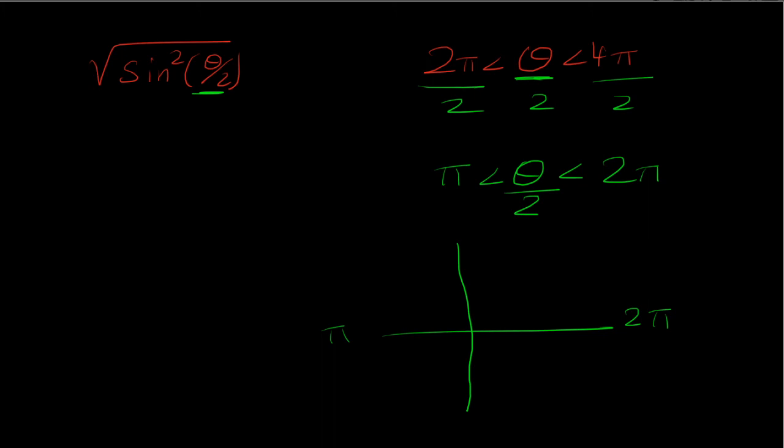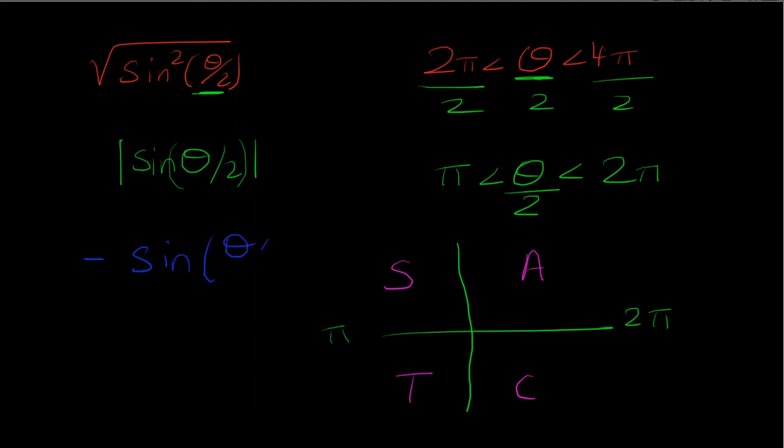Okay, so the square root and the square are going to cancel. We'll be left with the absolute value of sine theta over 2. And since we're in quadrants 3 and 4, let's see. We have All Students Take Calculus. Sine is not positive in the third and the fourth quadrants, so that's why we're going to put a negative in front of the sine.